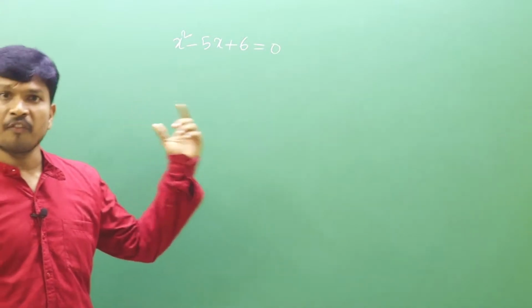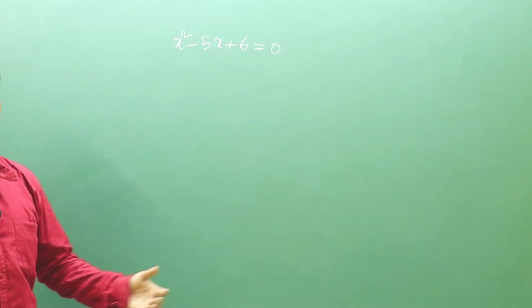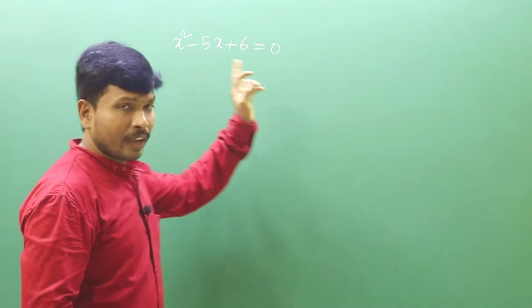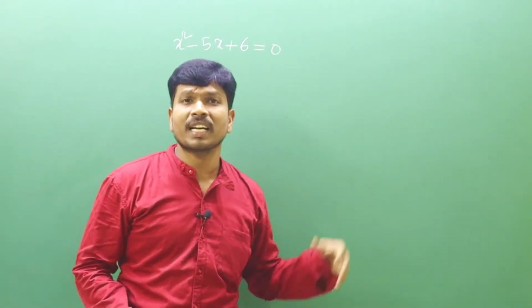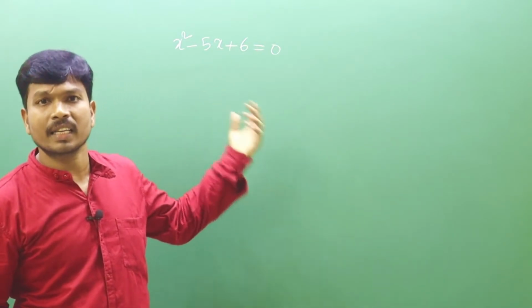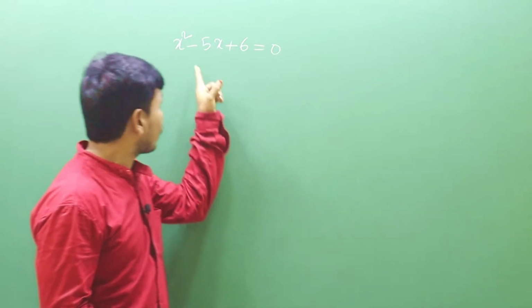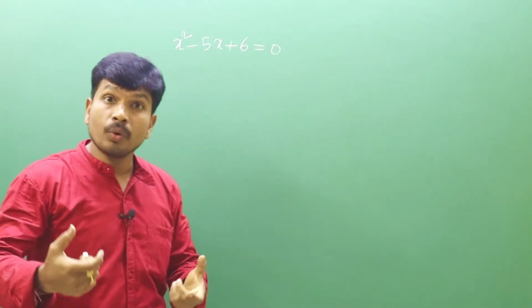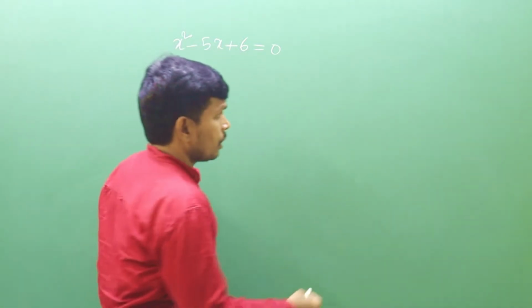The first method is the factorization method. In fact, you have studied it in 8th class. Even though, once again we will discuss. x square minus 5x plus 6 equal to 0. What is the use of this method? To find the x values. The first method is the factorization method. It is a quadratic equation. We have to divide it into linear expressions. Then easily we can handle the problem.